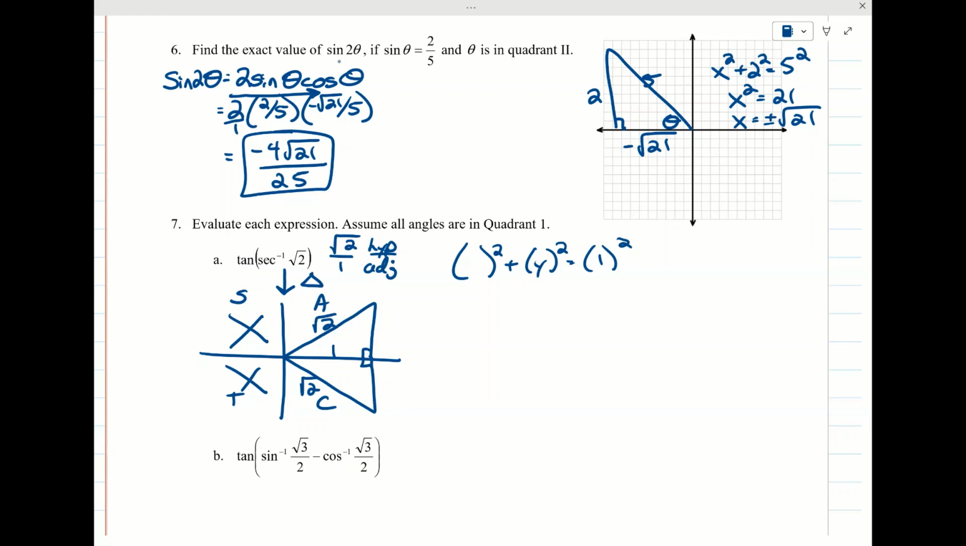So yeah, 1 plus y squared is 2. Y squared would be 1, so y is just square root of 1, which is plus or minus 1. Okay. And the question is, what's the tangent? Tangent would be opposite over hypotenuse. So it's either going to be 1 or negative 1 over 1. That's where that comes from.